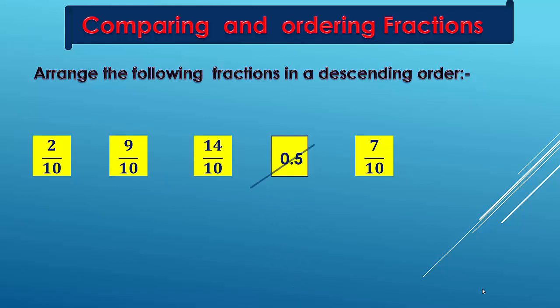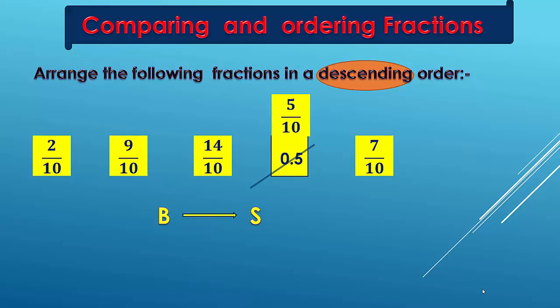First, my students, I have to convert this decimal number into a fraction. So 0.5 or 5/10 equals 5 over 10. Okay, and I have descending order. Descending means from big to small. I will arrange from big to small, my students.